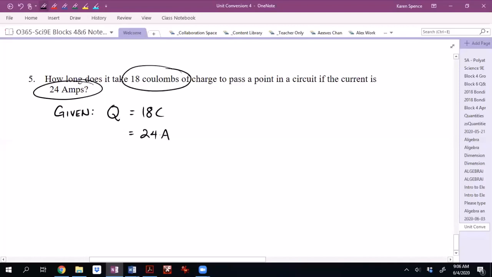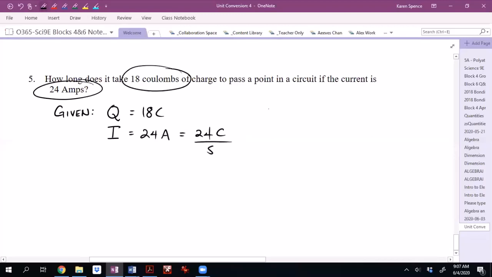Amps is a measure of current, or the intensity of current. Amps is how many coulombs pass a point in a given second. So you could also write this as 24, instead of writing amps, you could write it as coulombs per second.